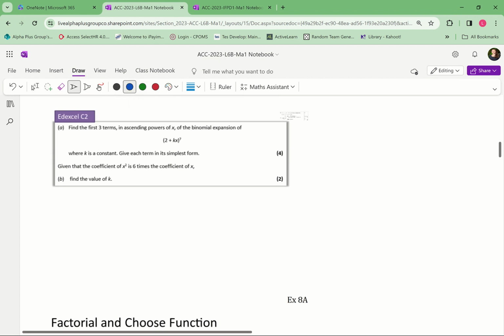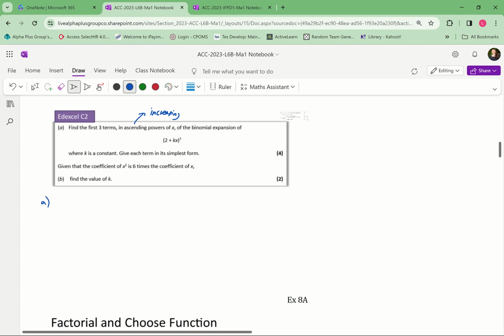Okay, last part then. Let's look at this question. So maybe pause, well, definitely pause here and have a go at this question yourself. I'll talk through the answer after. You can always skip through a little bit and check you got the right answer. So find the first 3 terms in ascending powers of x. Ascending means increasing powers of x of the binomial expansion of (2 plus kx) to the power of 7.